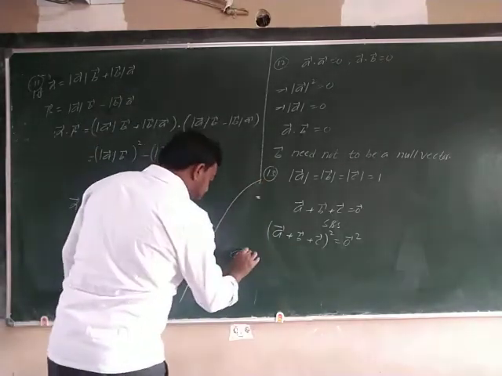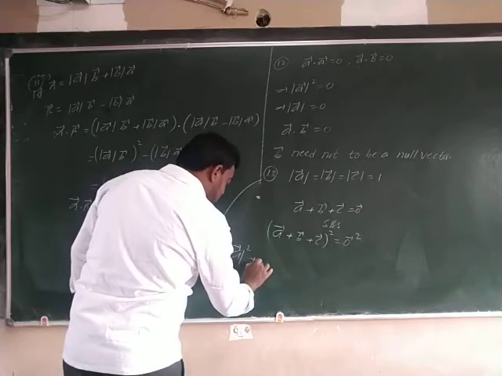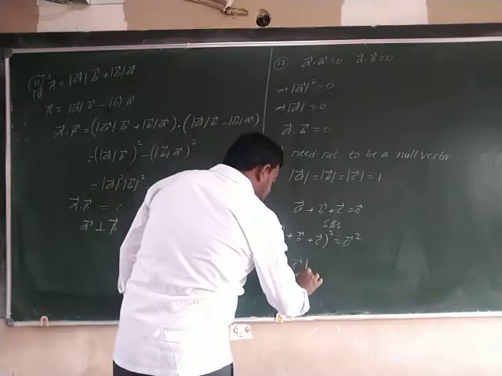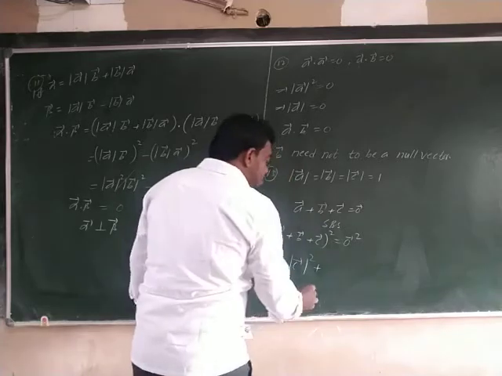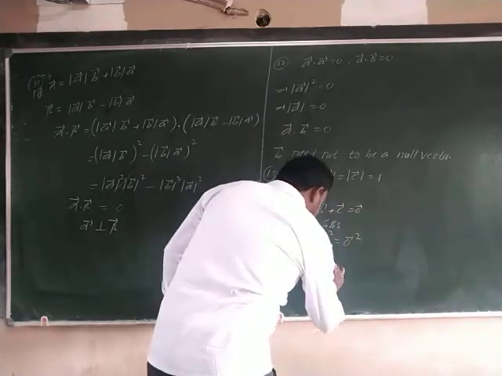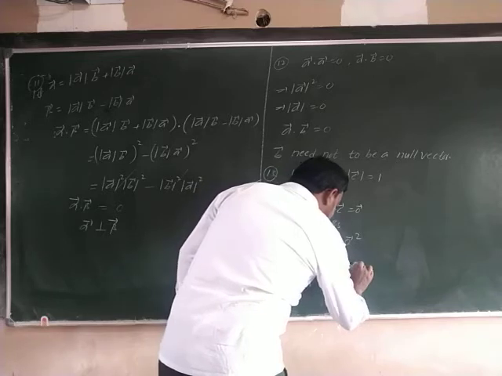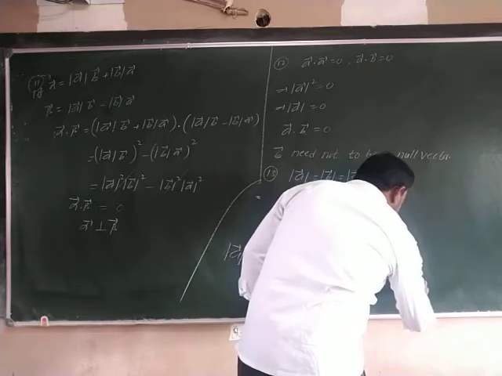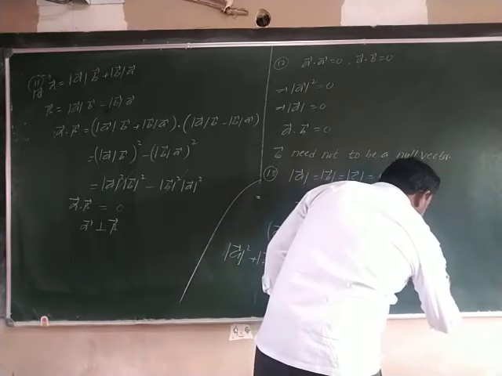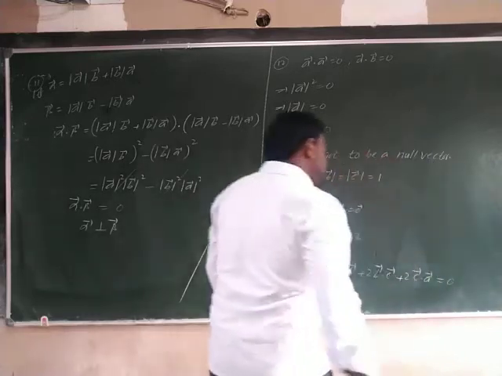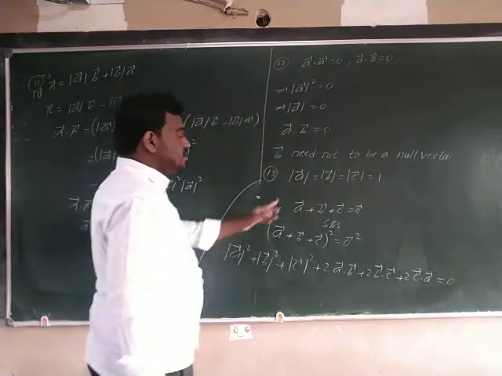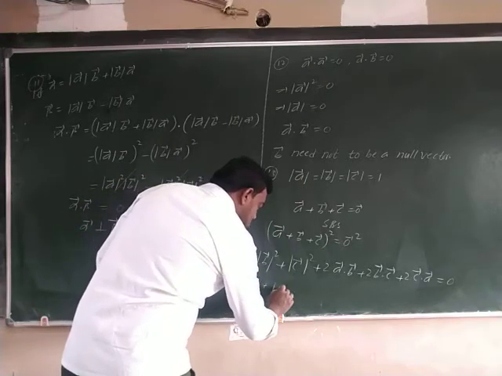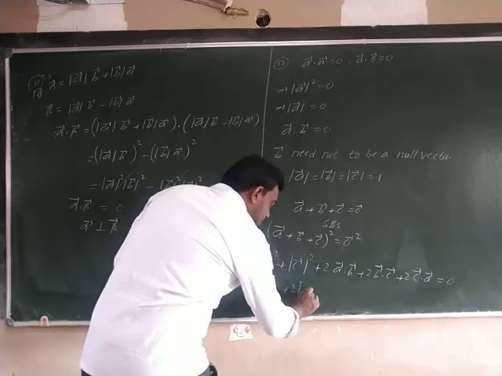Here vector a square is nothing but magnitude of a square, vector b square is magnitude of b square, vector c square is magnitude of c square, plus 2 into vector a dot vector b plus 2 into vector b dot vector c plus 2 into vector c dot vector a, equal to 0 square, equal to 0. Magnitude of a is 1, so 1 square is 1. Magnitude of b also 1, 1 square is 1. Magnitude of c also 1, 1 square is 1.